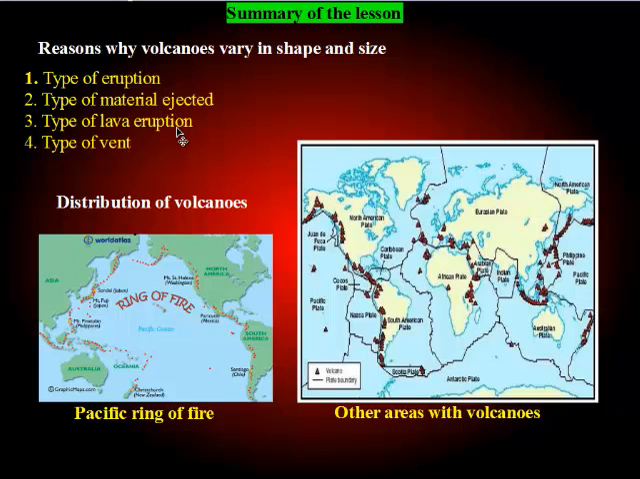Then the type of lava eruption also determines the kind of volcanoes formed. With the type of lava, we have two types. We have the acid lava and the basic lava. And we said acid is very viscous, that means very thick, and because of its thickness, it is unable to travel far. So it cools early, solidifies, forming tall mountains with steep sides.